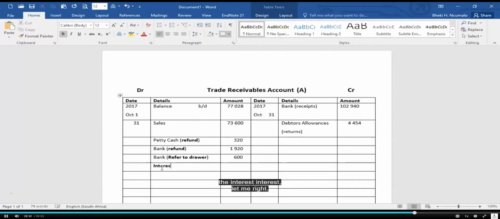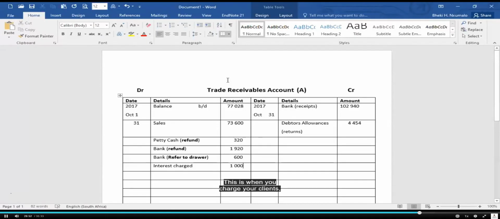Let me write, this is the interest charged to our clients for paying late. We charge them 1,000 Rand for the month of, we charge interest. So this is how, when you charge your clients, the entries must be shown on the debit side. If they are paying, or returns, they must be shown on the credit. That is how we deal with this. And then let's go to your last transaction.